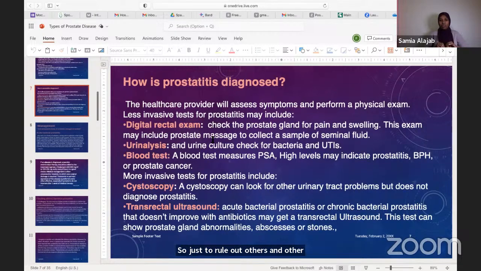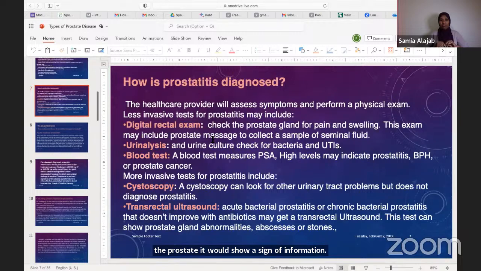Transrectal ultrasound, they could do both transabdominal and transrectal ultrasound. Transrectal ultrasound, we can use it for acute prostatitis. It would show if there is inflammation. There would maybe be thickening of the capsule of the prostate. It would show signs of inflammation.